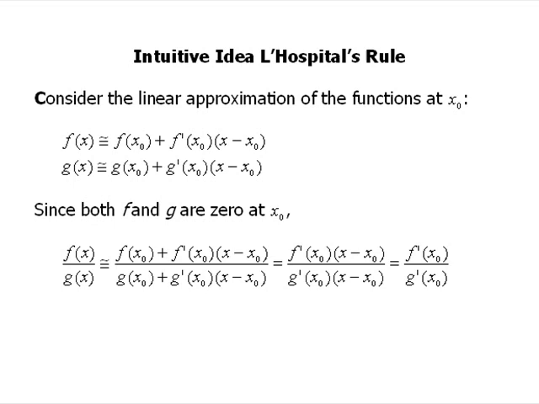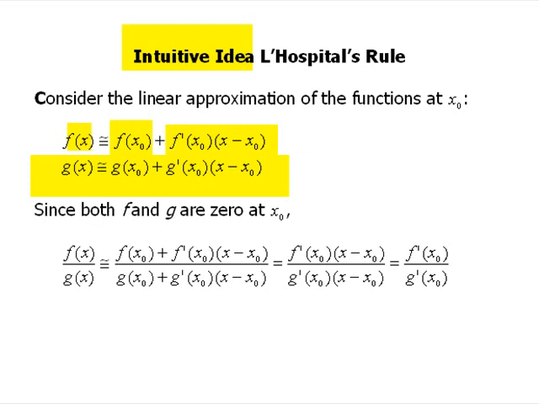Here is an intuitive idea, not a proof, of L'Hopital's rule. Let's say you have the function f at x and you consider some linear approximation to it. So f at x is approximately equal to f at the point x naught plus the first derivative times x minus x naught. That's just the equation for the tangent line. Here's the same thing for g. g of x is approximated by the line that is tangent to it at x naught.